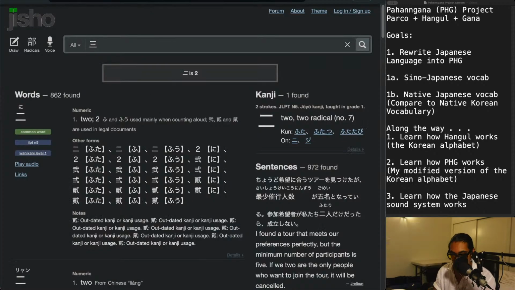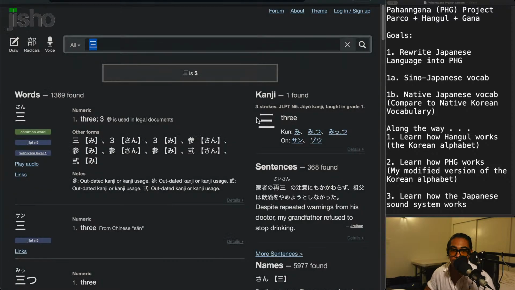Okay, let's go to Jisho. Oh, this is interesting. Bo. I wonder where that is coming from.